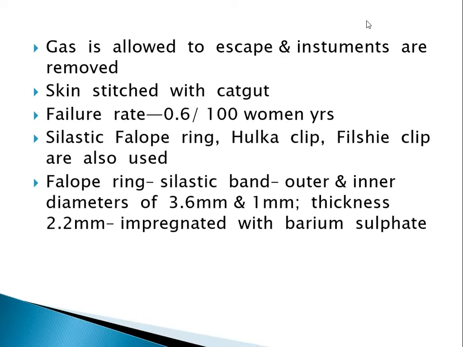Now, various materials, clips, etc., have been used. You have the silastic fallope ring or the Hulka clip, which is like a clip, the Filshie clip. All these have been used. In other countries, the Hulka clip and Filshie clip are used, but in our country, we are using the silastic fallope ring, it is called. Now, this fallope ring is like a band. The outer and inner diameters are 3.6 and 1, and the thickness of the ring is 2.2. And this ring is impregnated with barium sulfate so that it can be visualized if a radiograph is taken.